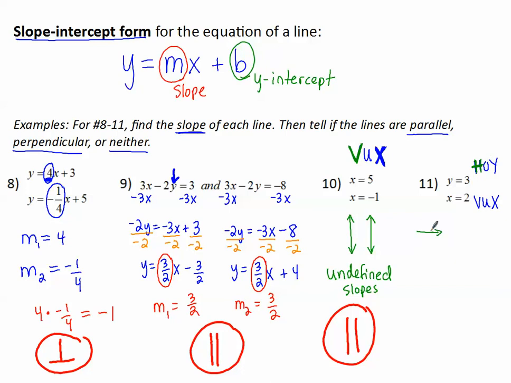Horizontal, and vertical. It doesn't really matter what the numbers are. When I have a horizontal and a vertical, they're going to cross each other at a right angle. They are going to be perpendicular.